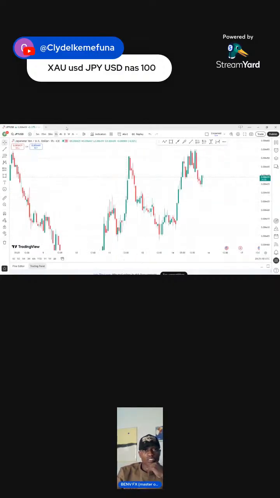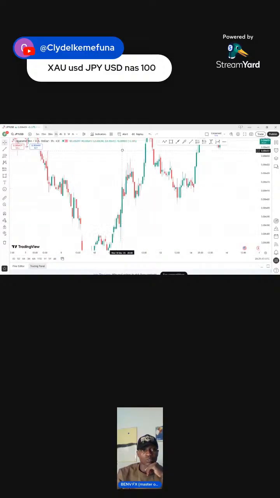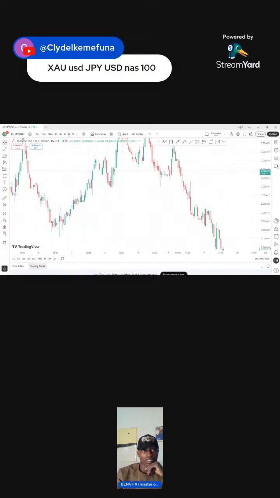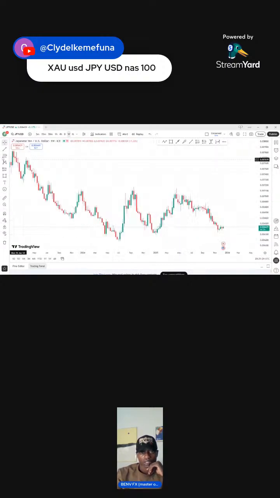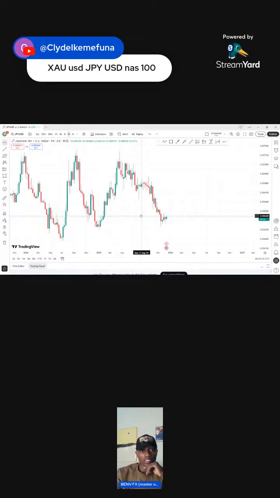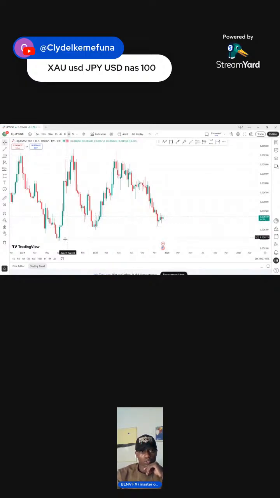This is JPY USD. It has been long since we did analysis on this pair. I don't even know when last we did. Let me go to the higher time frame and see if we have ever done an analysis on this pair. Okay, we have never done analysis on this pair before. So this is exactly what I'm saying.